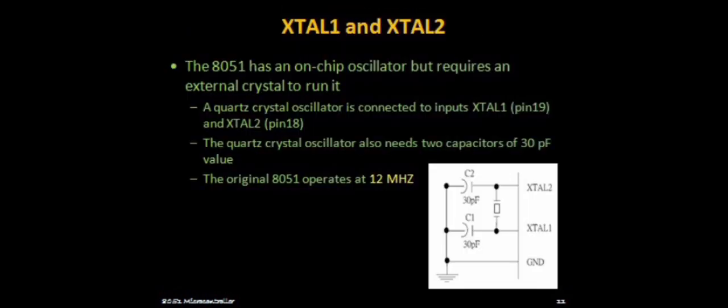XTAL1 and XTAL2. The 8051 has an on-chip oscillator but requires an external crystal to run it. A quartz crystal oscillator is connected to the two inputs XTAL1 and XTAL2, pin 18 being XTAL2. The crystal also needs two capacitors of 30 pF. The original 8051 operates at 20 MHz.